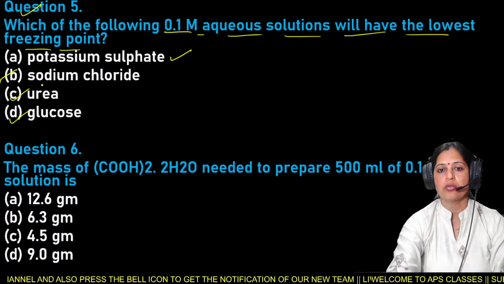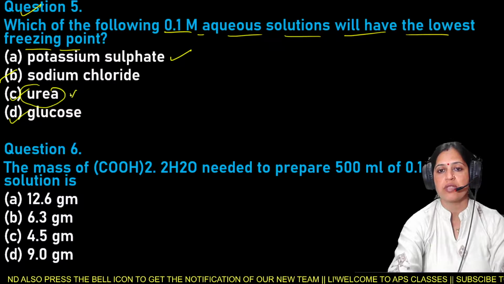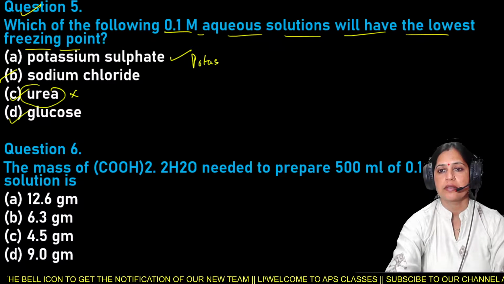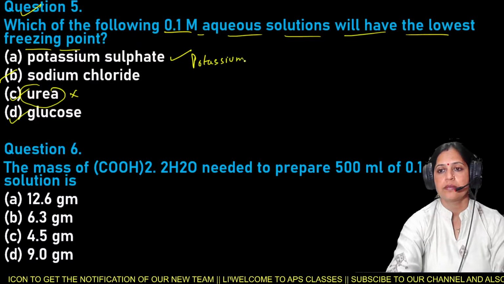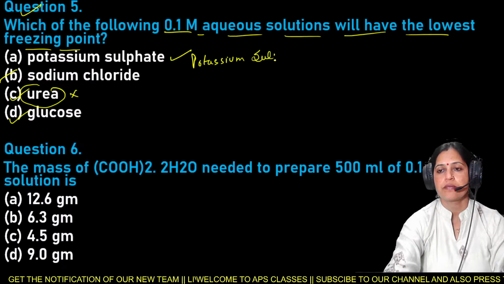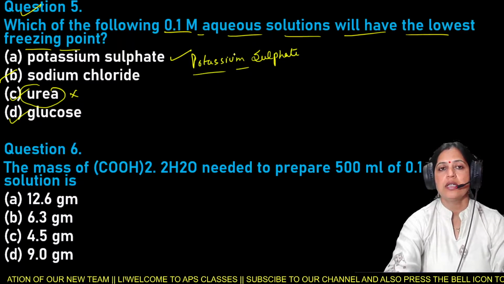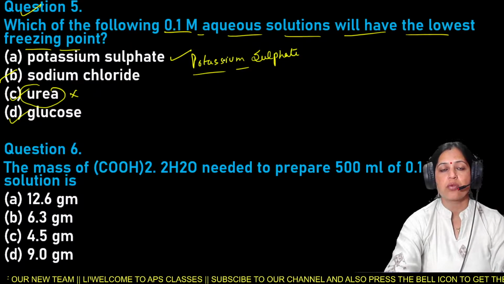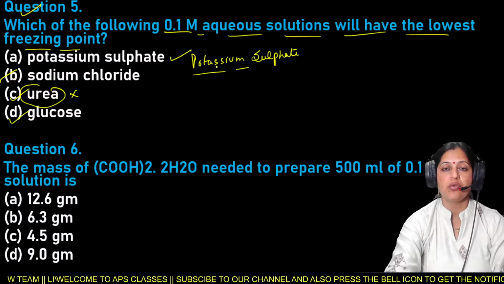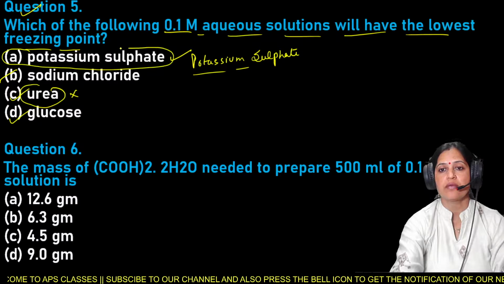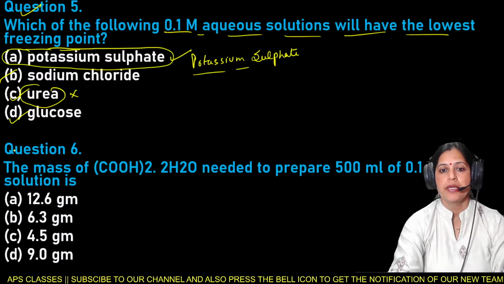Beta, we already know that urea has the highest freezing point. So potassium sulfate is the 0.1 mole aqueous solution which has the lowest freezing point. So option A is the right answer for question number 5.